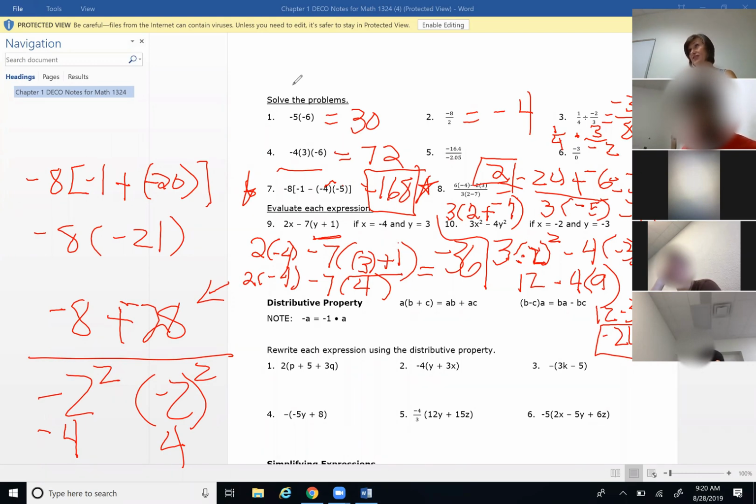Okay? So anytime you're substituting in for a variable, they give you a letter and then you're going to have to plug in a number for it, I would always put an open parentheses where that letter was so that when you plug in the number, you won't make a sign mistake.